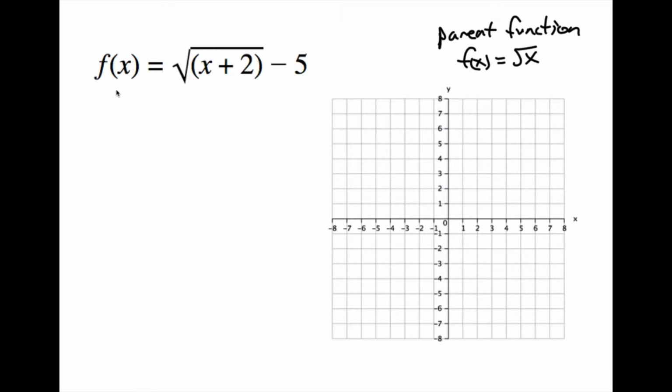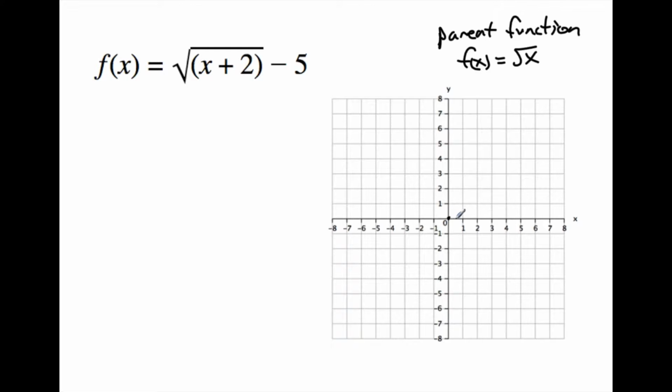Here, we're trying to graph this radical function. Because we've got this big square root, we know that our parent function is f of x equals the square root of x. Let's start by just graphing that parent function first. We know that we have the starting point 0, 0.